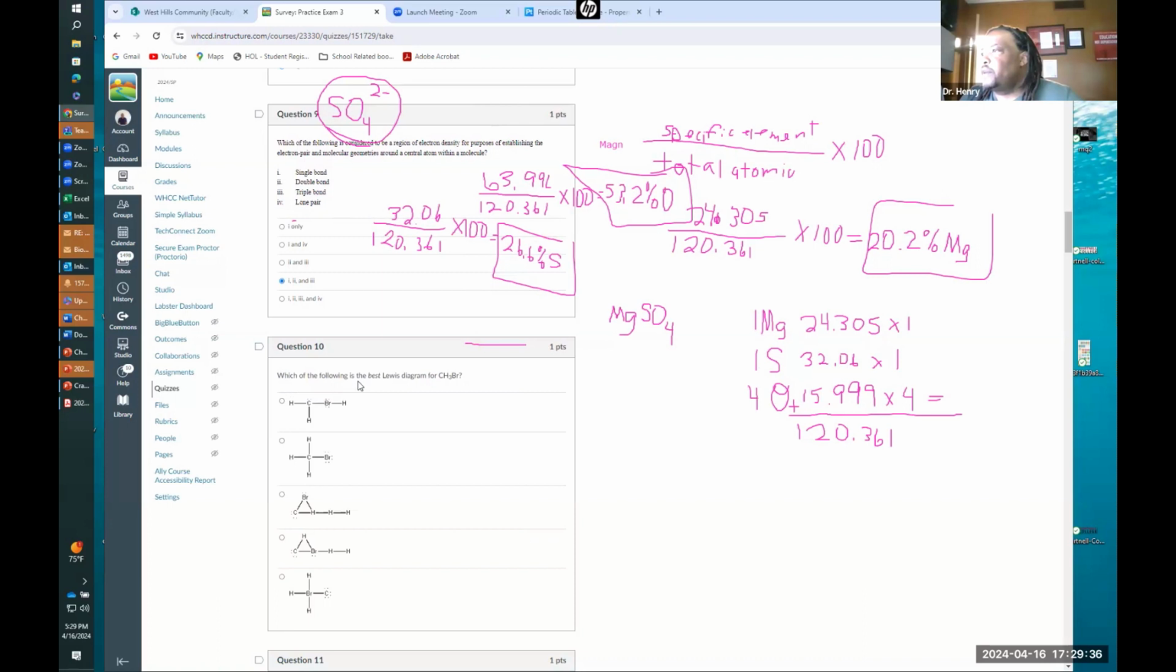Okay, so which of the following would be the best Lewis dot structure for CH3Br? Oh, I could barely see those dots. What do we say about carbon? Carbon's always in the middle. So it's either going to be the first one or the second one. I want to go with 2, 4, 6, 8.